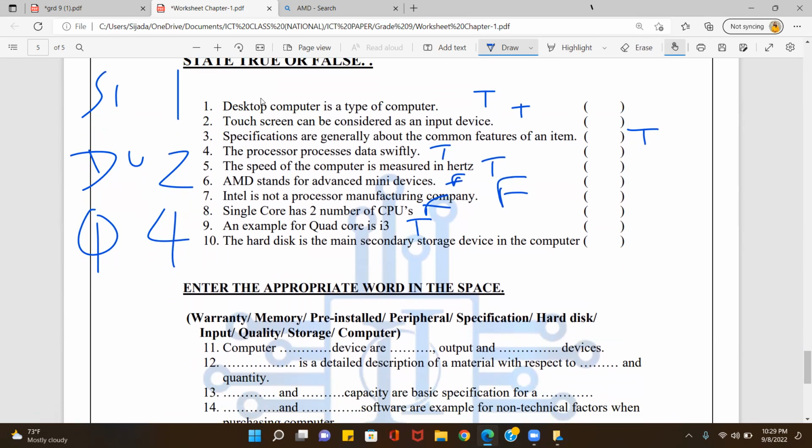The hard disk is a main secondary storage device in the computer. Yes, it is. Secondary storage devices are permanent storage devices. So the hard disk is a main one. Yes, it is true.